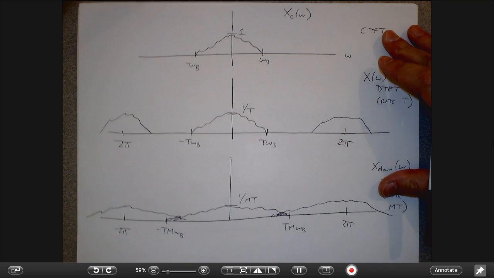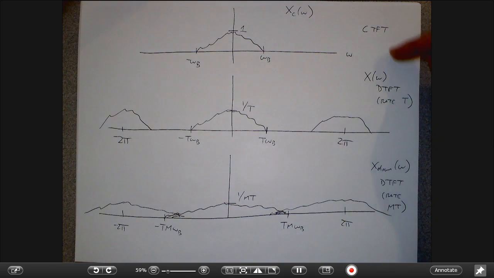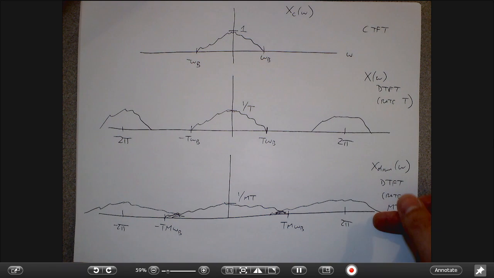And actually, I don't even need to have that formula to draw this picture, right? So suppose I didn't tell you anything about the previous slide. I just said, okay, what would I get if I sampled this at rate t? I get this. What would I get if I sampled it at rate mt? I get that, right?